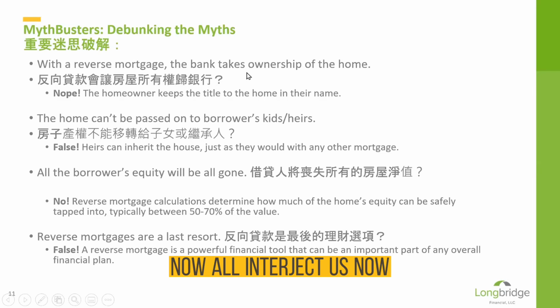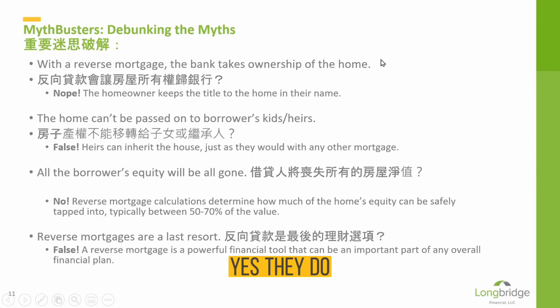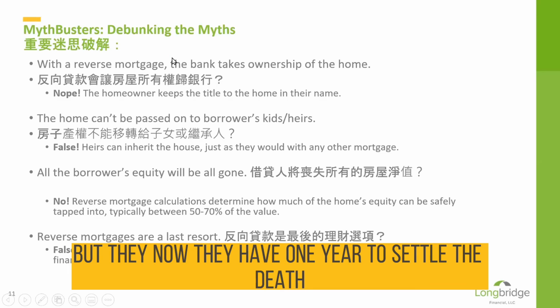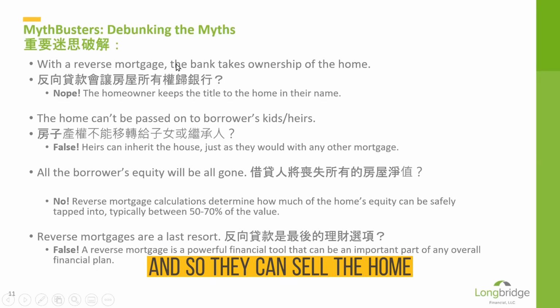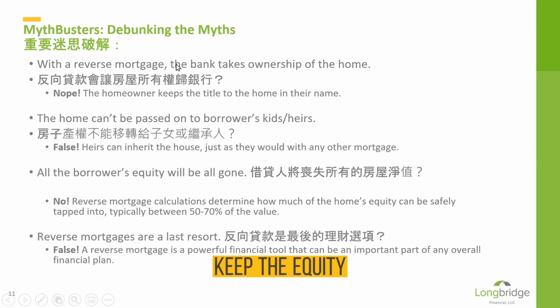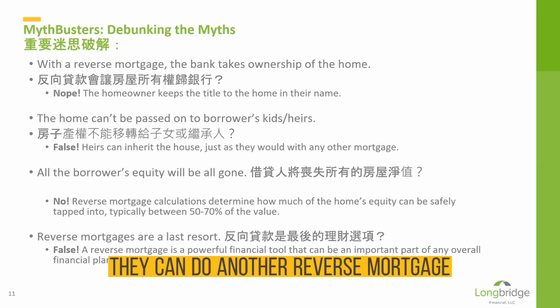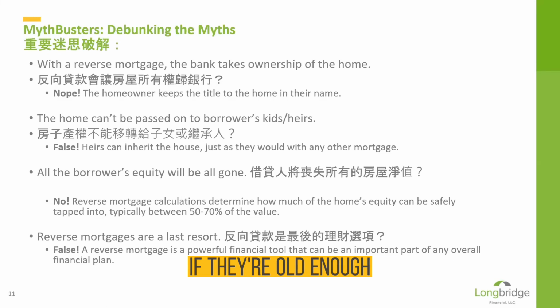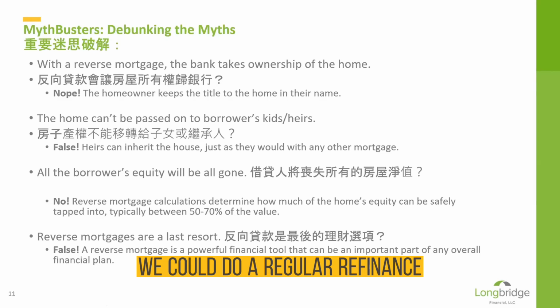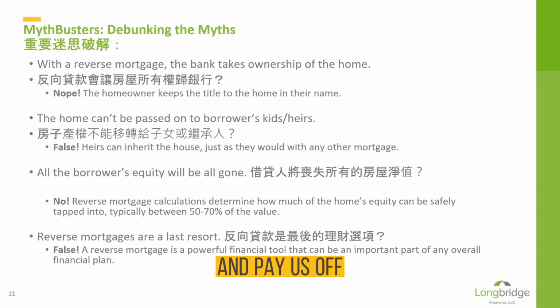Now, I'll interject this now. At this stage, if that were to happen, the kids have the home. Yes, they do. But they have 1 year to settle the debt. So they can sell the home and keep the equity. The equity is theirs. They can do another reverse mortgage if they're old enough. We could do a regular refinance and pay us off.